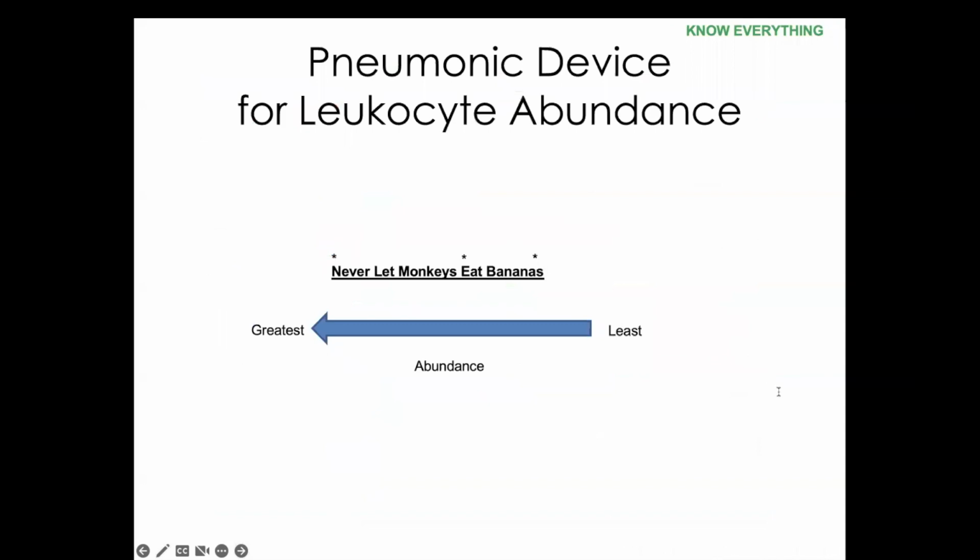So this is a mnemonic that follows the order of leukocyte abundance. The asterisk above each word means that it's a granulocyte. So never is for neutrophil, let is for lymphocytes, monkey is for monocytes, eat is for eosinophils, and the banana is for basophils, which are the least abundant type of leukocyte.